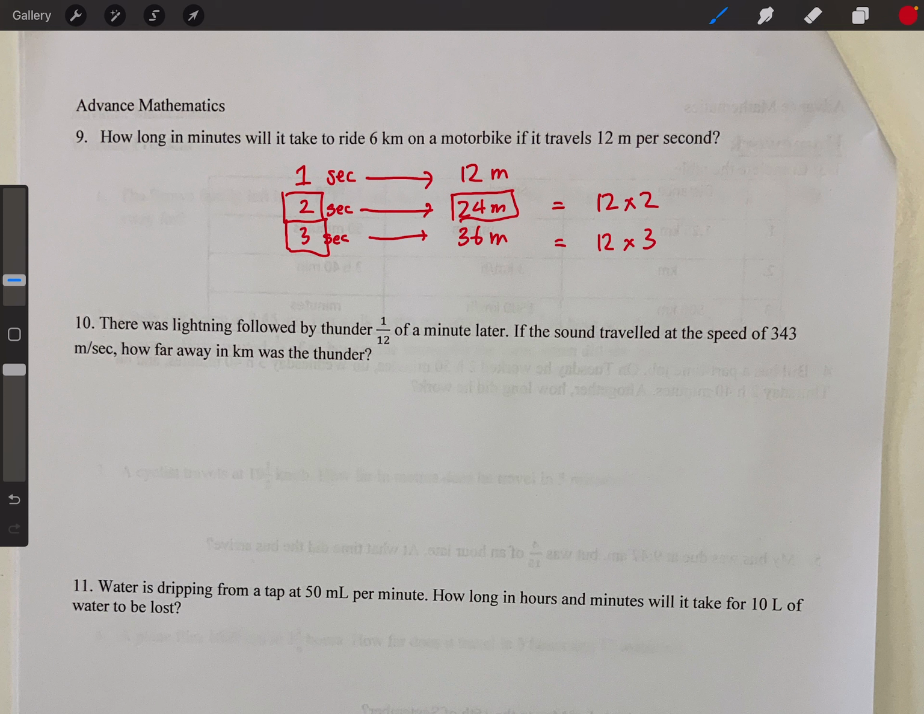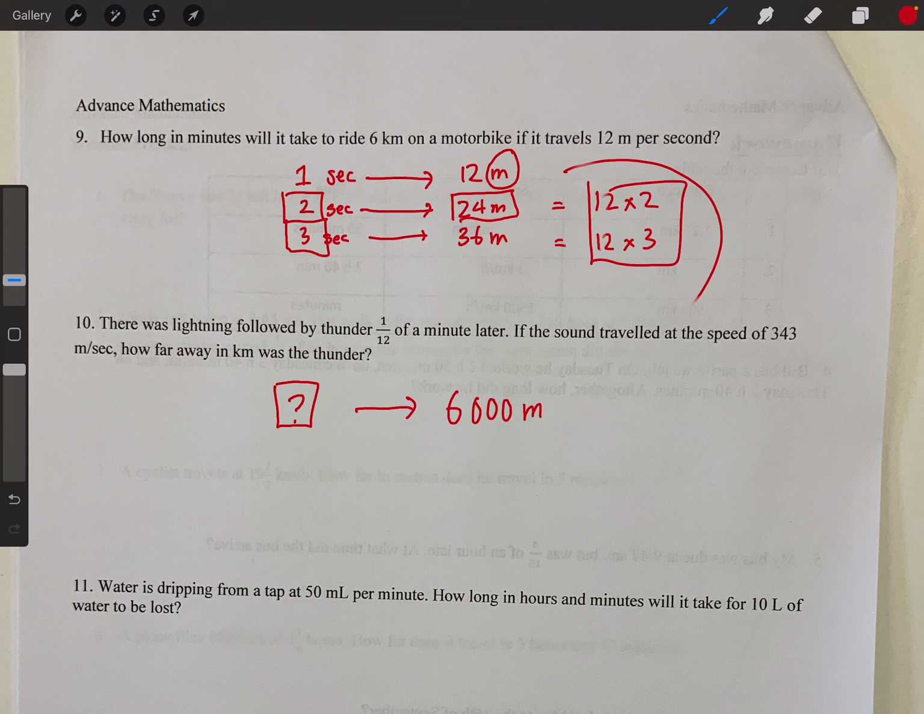So now let's have a look at here. It says how long. So how long, I'm just going to put a question mark here, is it going to take to get to 6 kilometers? Alright, you can see all of this is in meters and this is in kilometers. So let's change this one to meters as well so we can compare them easy. So 6 kilometers is 6,000 meters. So how do we get from here all the way to here? Well, you can see the pattern, right? So if I do 6,000, it's going to be 12 times some number.